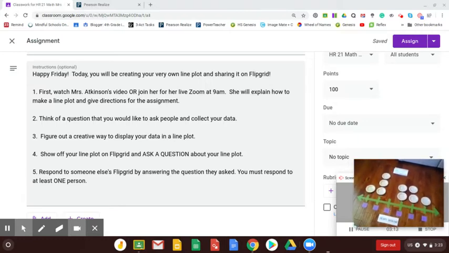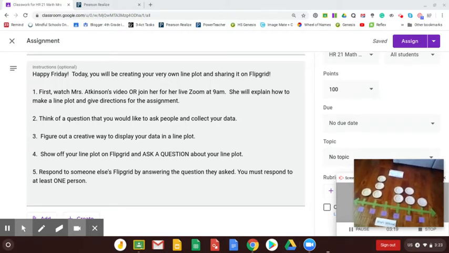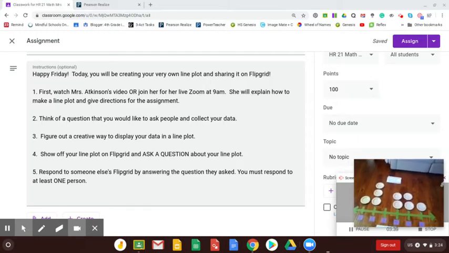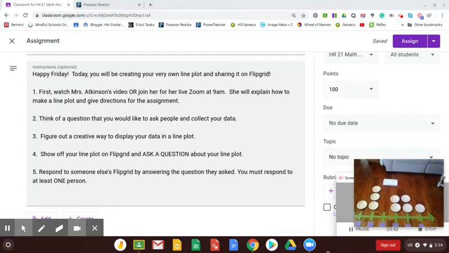If I was going to make this line plot and showcase it, we can learn a little bit about what I collected. You can see that I surveyed 1, 2, 3, 4, 5, 6, 7, 8, 9 people for this graph. You can also see that the most common number of hours to watch TV was 3. I'm sorry, it was 2. There were 3 people that watched 2 hours of TV a day. There really are no outliers in this one right here.